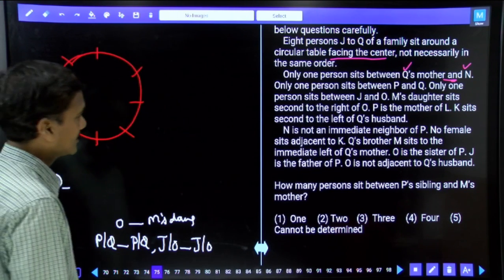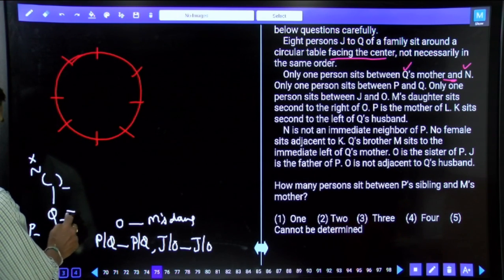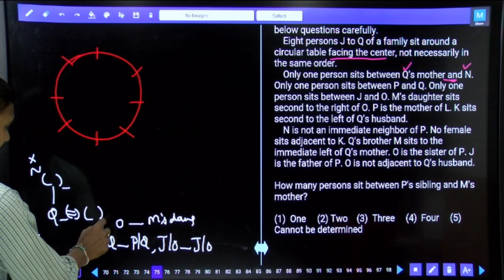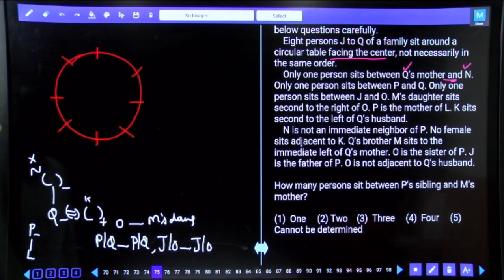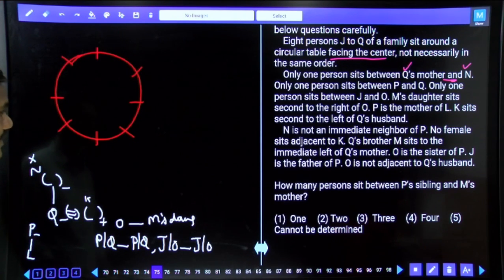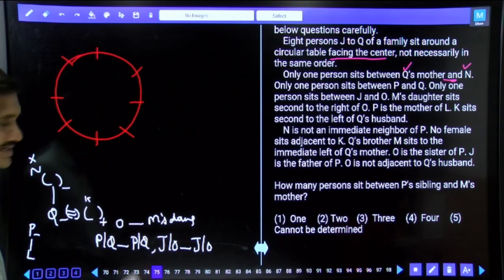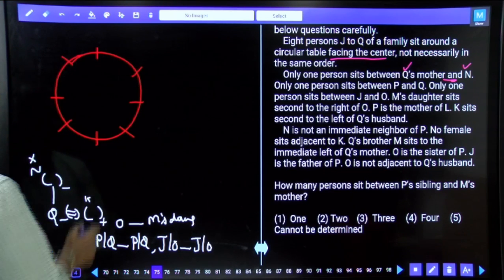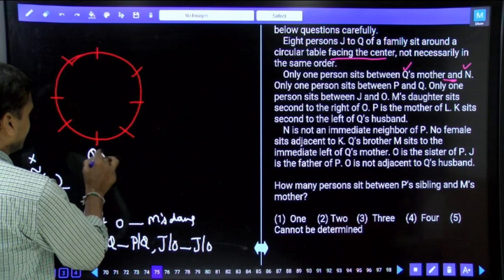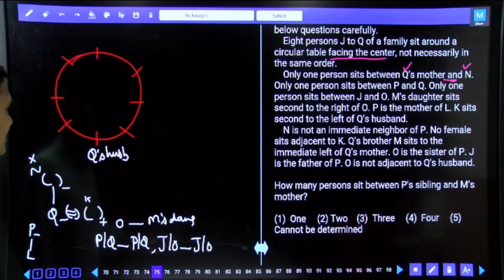And at the same time, K sits second to the left of Q's husband. Now, Q is a female and Q's husband is there, isn't it? That husband is not K. And K sits second to the left of Q's husband. Now the space is very limited here. It is not possible for us to represent the entire data in this one. Hence, I am directly starting with this. K sits second to the left of Q's husband. Now I am taking Q's husband is here. Whoever may be the person, whether that person is J, K, L, M, N, it is immaterial.